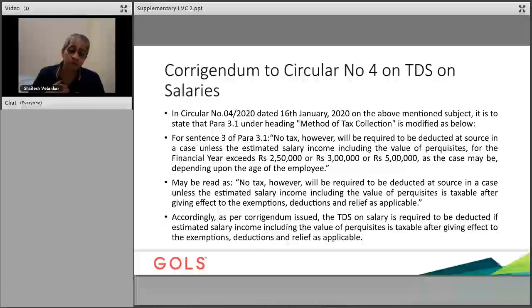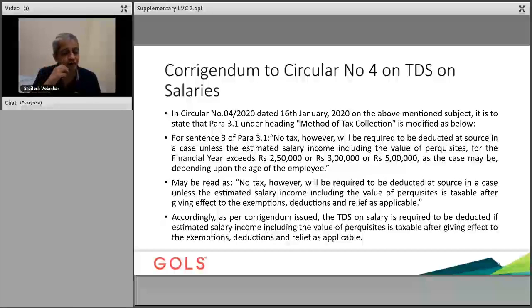I am earning salary income, so there is a standard deduction on that. How much is the standard deduction? 50,000 rupees is the standard deduction. Now 2,75,000 minus 50,000, my income is 2,25,000. My income has fallen below the taxable limit. So no tax should be deducted.